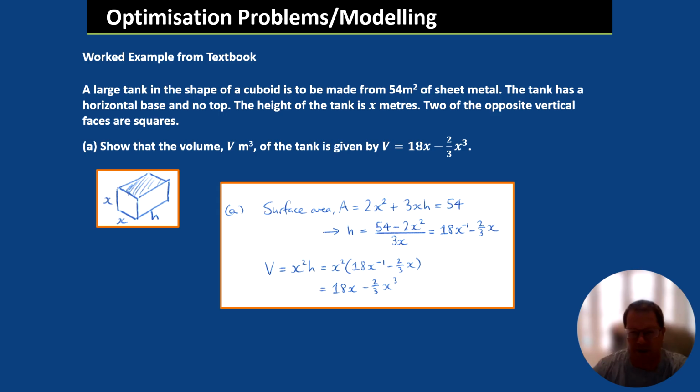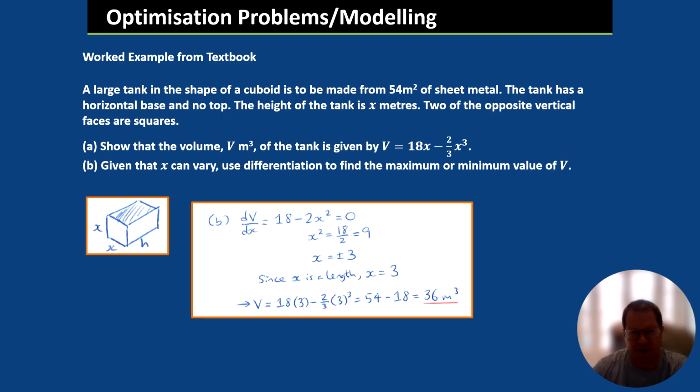So if we take away 2x squared and divide by 3x, then we get that h is (54 minus 2x squared) over 3x. And writing that as two separate terms, that's the same as 18x to the negative 1 minus 2/3 of x. Now the volume, even though there's no top, the volume is the same. It's x squared h. And if we replace h with what we've just worked out, we get x squared multiplied by (18x to the negative 1 minus 2/3 x). And if we expand the brackets, we get the answer we wanted of 18x minus 2/3 of x cubed.